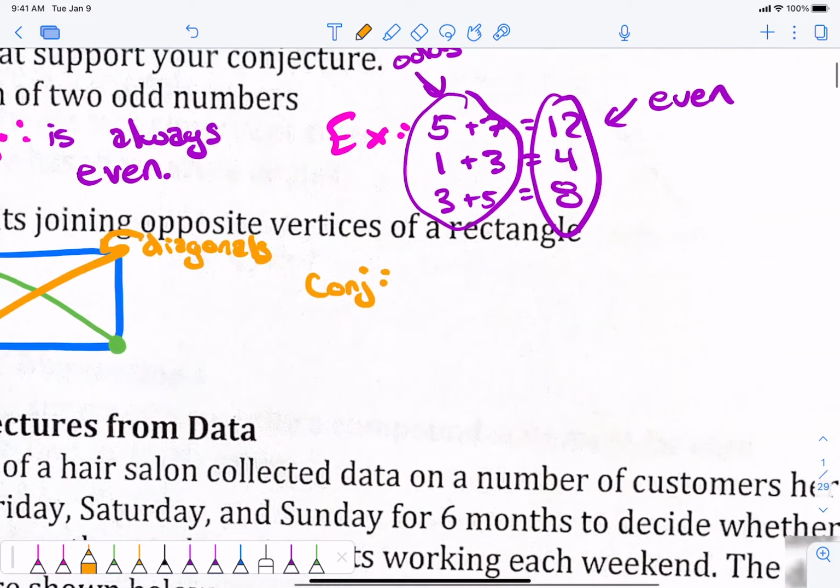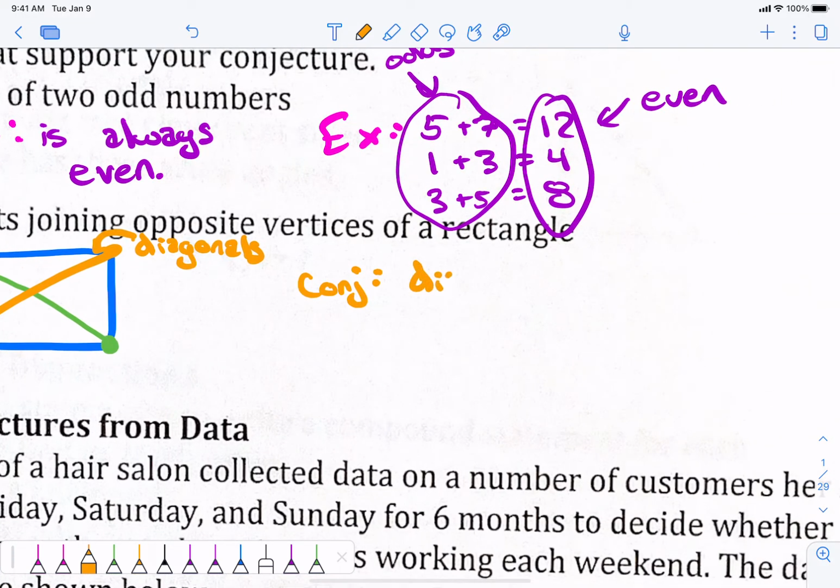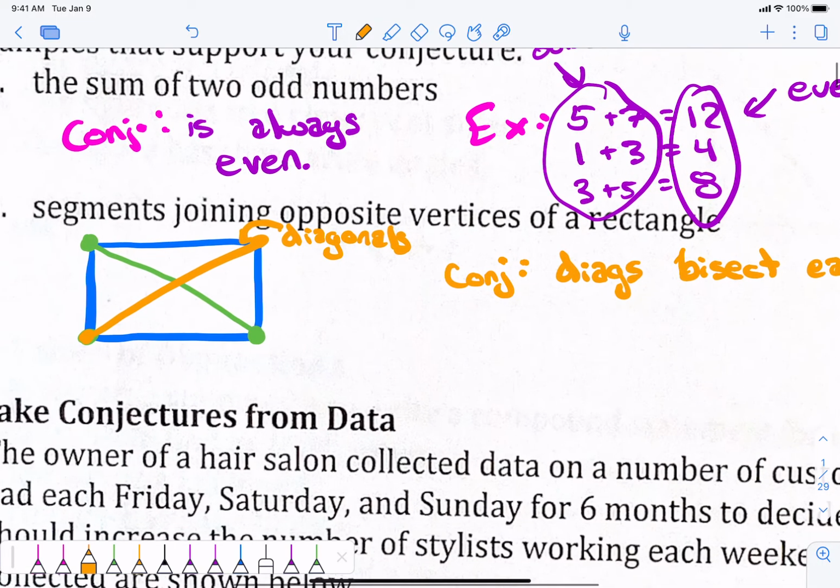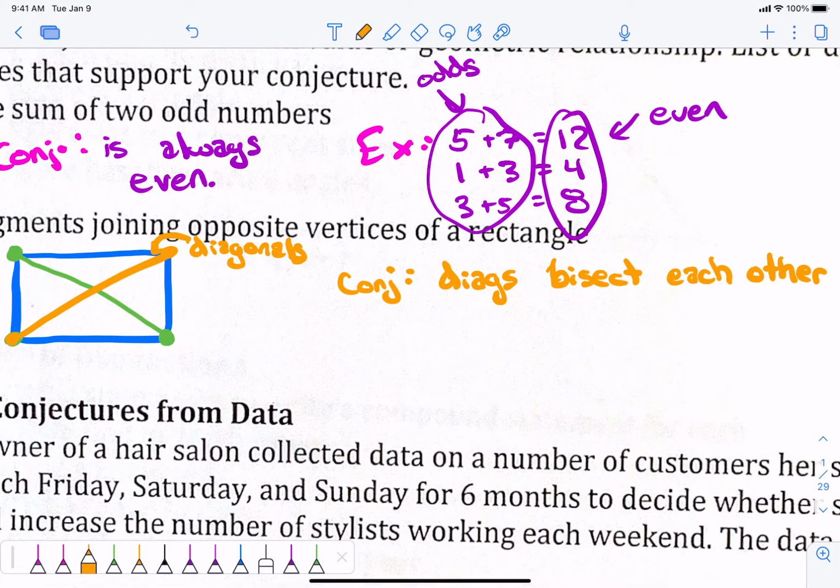Yeah, so that's it. So I'm going to say the diagonals bisect each other. Do you guys know what I mean by bisect? Okay, they're splitting each other into two equal pieces. So it's cutting it in half. But what's one other thing that I can say?